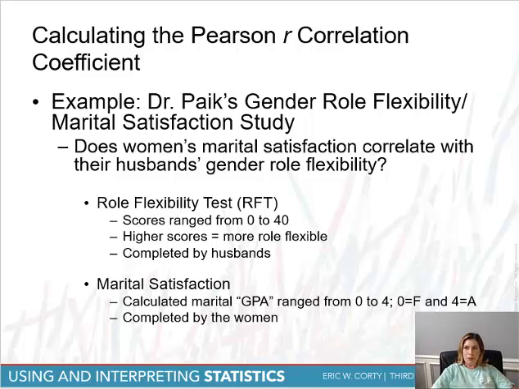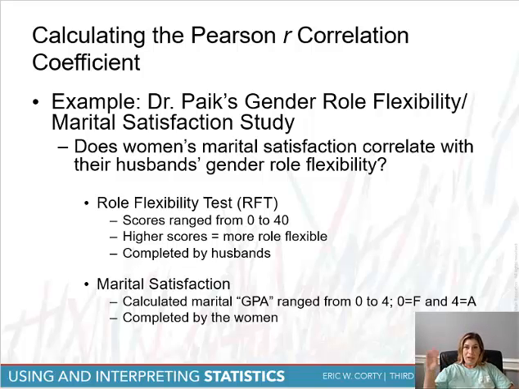Okay, so the cases in this particular study were not necessarily women, they were actually couples, and from each couple they measured 2 things. They measured the woman's marital satisfaction, and that was calculated on a 0 to 4 point scale. So a 0 would be an F and a 4 would be an A, so it was kind of like a GPA rating scale.